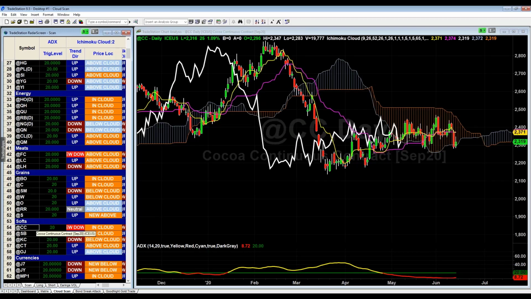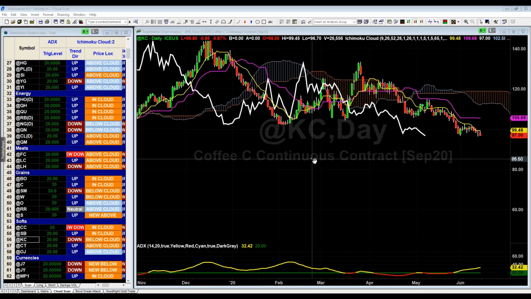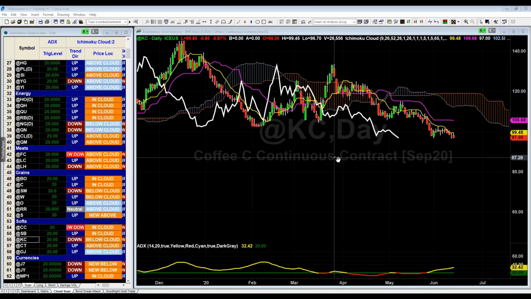Let's take a look at cocoa. Cocoa kind of still stuck in the cloud. Leave it alone. Sugar is about to be a long, but is not there yet. All right. Coffee is what? That's a hell yes. That's a great looking short. It's probably going to work its way down to $80. All right. Now coffee's hard to trade, so be careful with it, but it does look good as short goes.